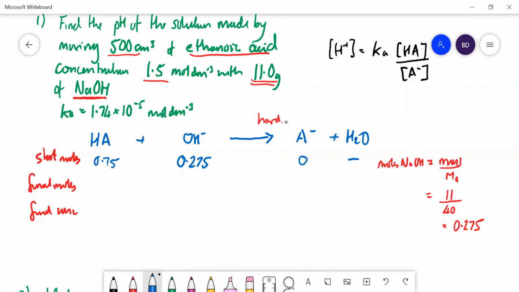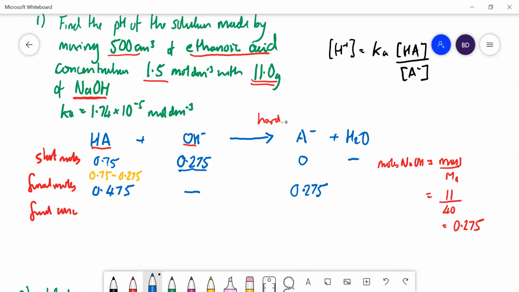Right, final moles then. So 1 mole of HA reacts with 1 mole of OH minus, so we subtract. So that's going to be 0.75 minus 0.275, which is equal to 0.475. All the OH minus goes. There'll be a tiny bit left because of Kw, but that's insignificant, ignore that. A minus, we have got, well, 1 mole of OH minus gives us 1 mole of A minus, so we've got 0.275 of A minus.